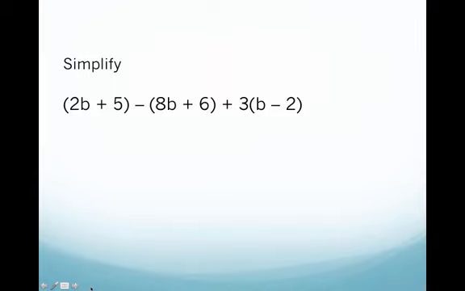Okay, a challenge one for you. So you're going to simplify the following. It's the quantity 2b plus 5 minus the quantity, remember to put in your parentheses, 8b plus 6 plus 3 times b minus 2. I'm going to ask you in your quiz to write down this expression, and then for bonus points I'm going to ask you to solve it. And that's it for our video today.